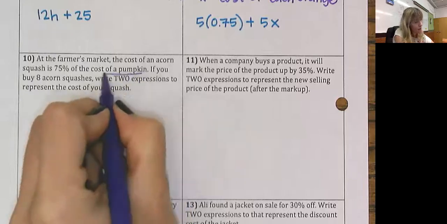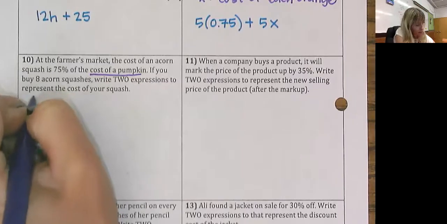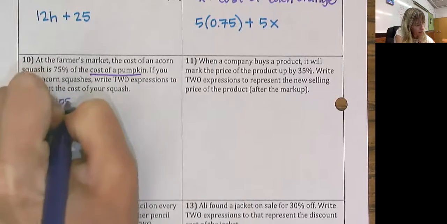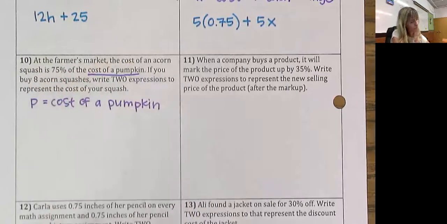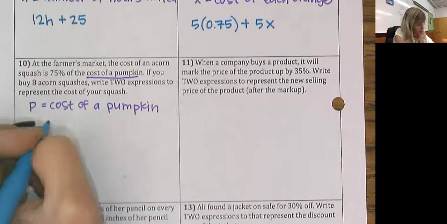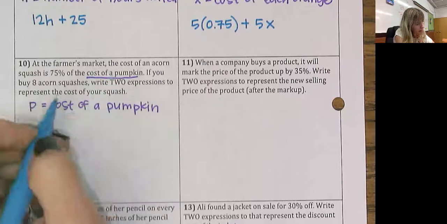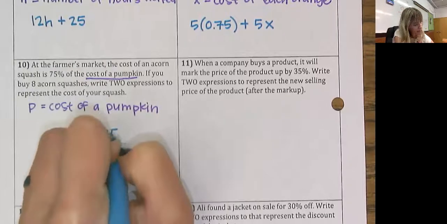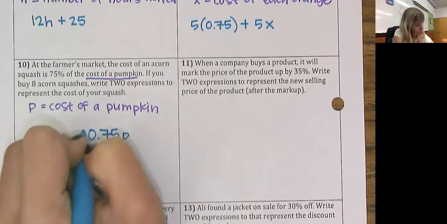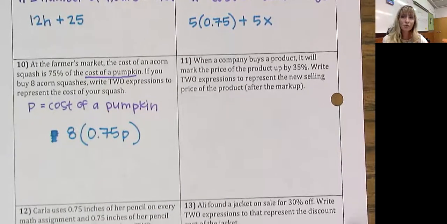Well, I would need to know the cost of the pumpkin. So I'm going to say, you can use X every time, or you can mix it up. I'm going to say P equals cost of a pumpkin. If P is the cost of the pumpkin, guess what? Order of operations. The cost of an acorn is 75% of the pumpkin, and I'm going to buy 8 of them, times 8. Make your expression match the problem.